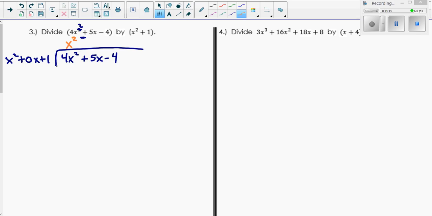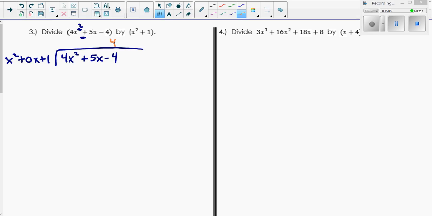X squared times x squared is x to the 4th, so that's not going to cancel. So if I back up and I make this an x, x times x squared is x to the 3rd, so that's not going to cancel. So I'm actually going to go all the way back to here and I'm just going to put a 1 here. Okay, notice if it's a 1, 1 times x squared is 1x squared, but I need this to be a 4x squared, so I actually want to make this a 4.